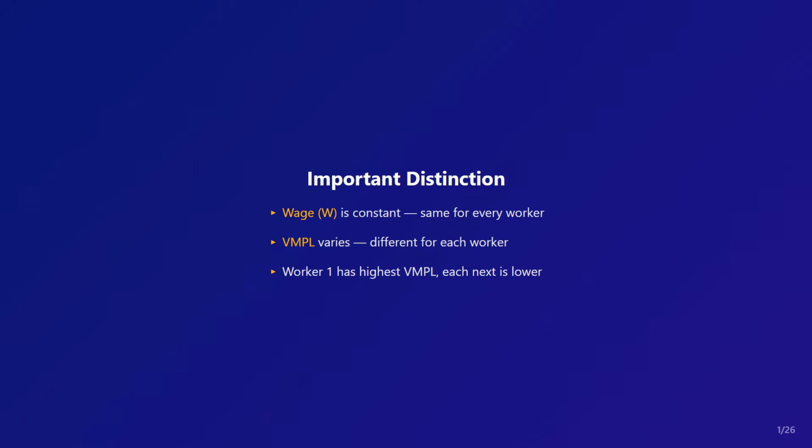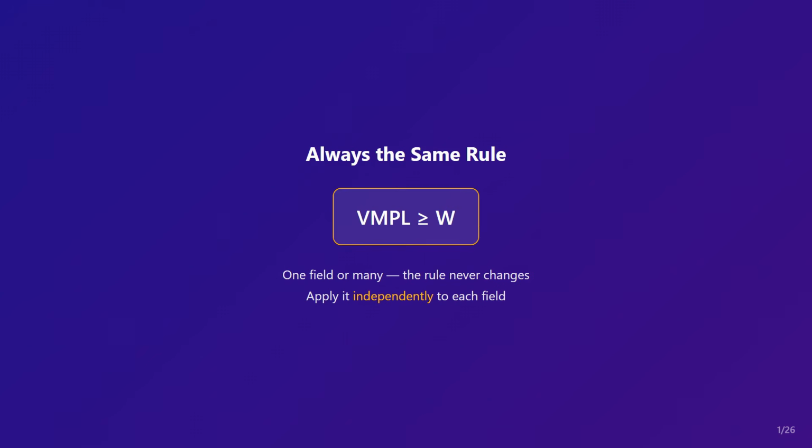The condition for profit maximization, always the same principle. Whether there is one field or two, whether the price is high or low, the condition for profit maximization in perfect competition is always the same, VMPL greater than or equal to W. The value of marginal product is greater than or equal to the wage. As long as the value the worker produces is greater than his wage, we hire him. Once this is no longer true, we stop.